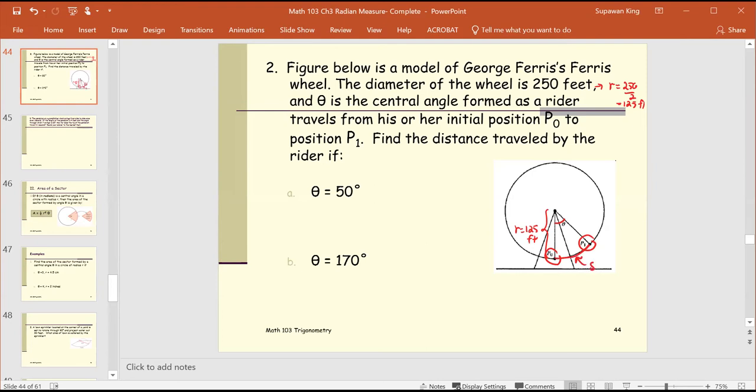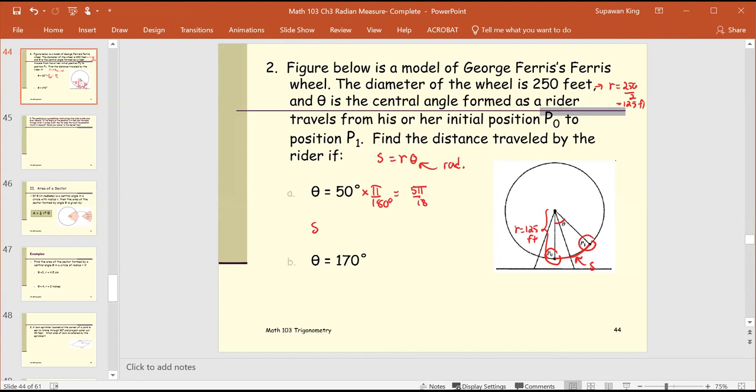Part A, an angle theta is 50 degrees. Part B, an angle theta is 170 degrees. Use the formula s equals r times theta. The theta must be in radian form. Theta is given in degrees, so we have to convert it into radians by multiplying by pi over 180 degrees. Simplify to get 5 pi over 18.